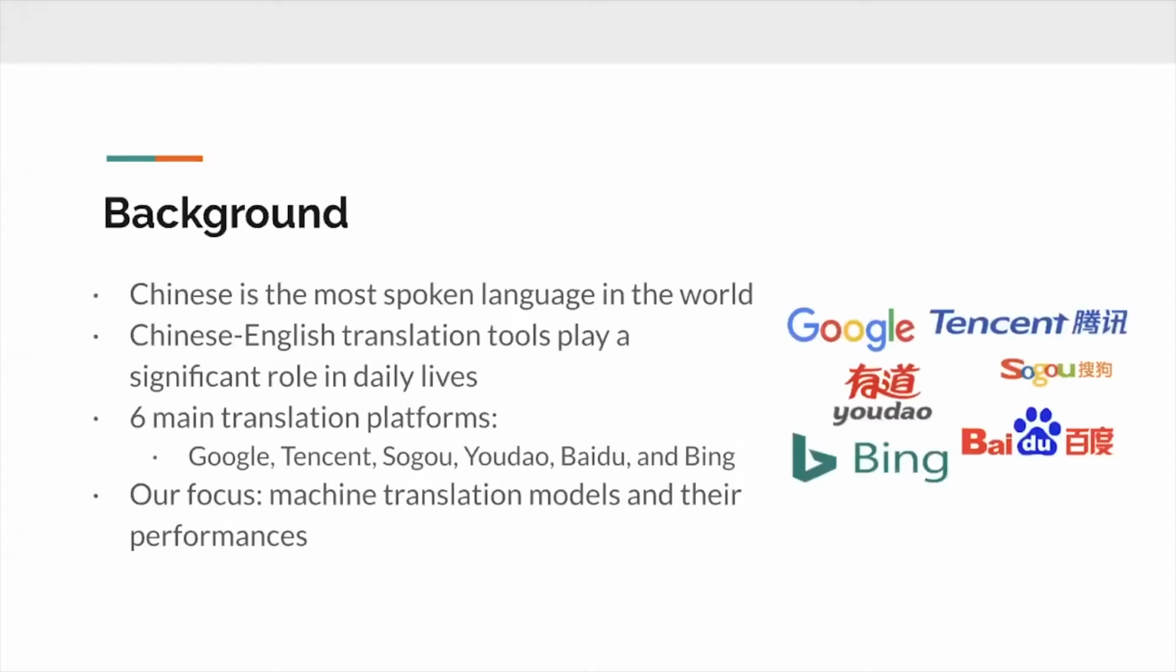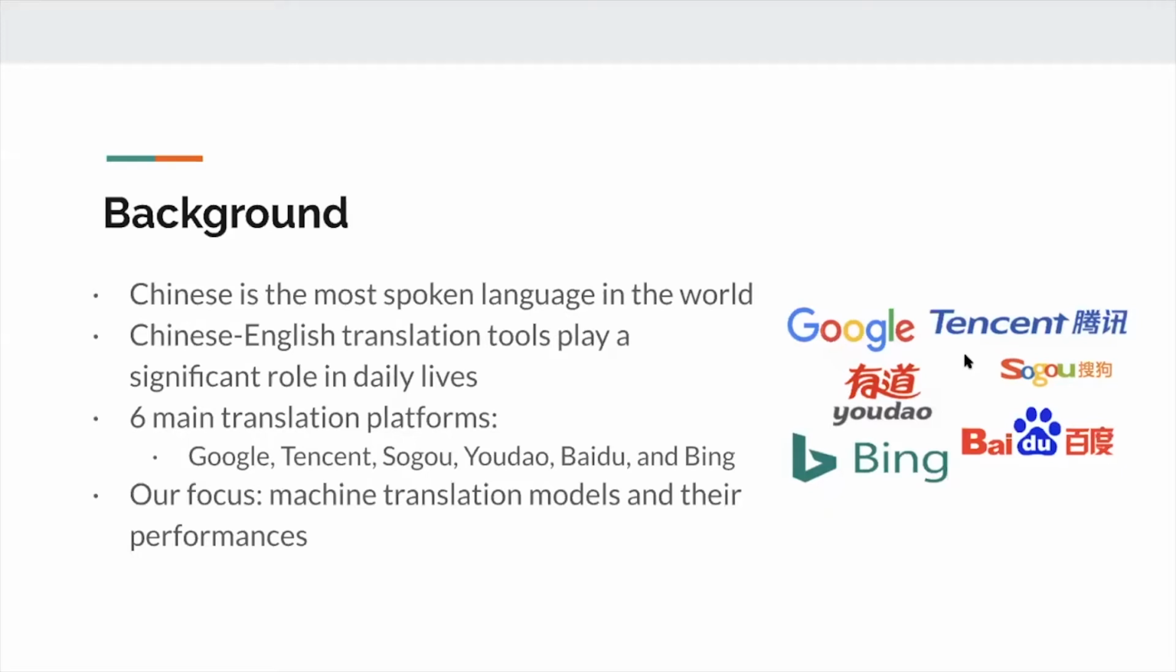So now I'll give a brief background of our project. Significant areas of Chinese speaking are not limited to China, and other countries with significant Chinese speaking populations include Singapore, Indonesia, Malaysia, and Thailand. And due to a large number of native Chinese speakers coupled with increasing popularity worldwide, Chinese is the most spoken language in the world. And needless to say, another popular and important global language is English, thereby making Chinese English translation tools especially important.